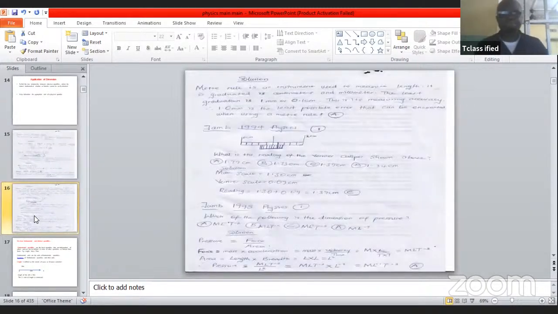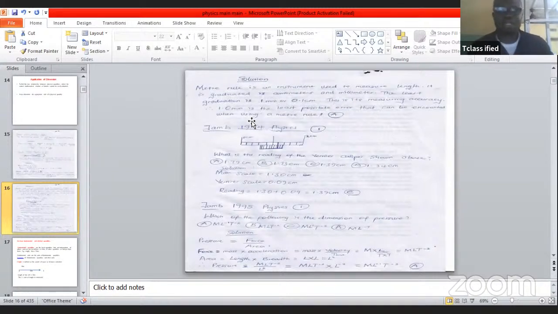Okay. So you can also see where the solution is written here. Meter rule is an instrument used to measure length. It is graduated in centimeters or millimeters. The least graduation is 1 millimeter or 0.1 cm. So you can see the answer here is also together with the slides that we've given.